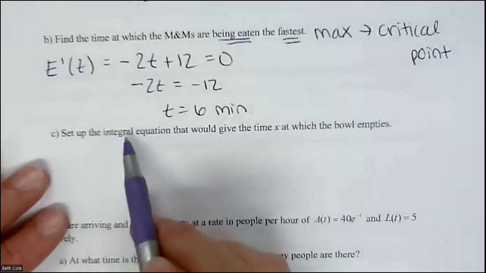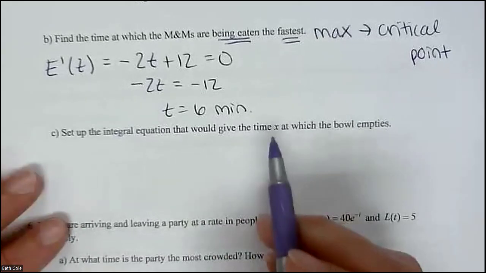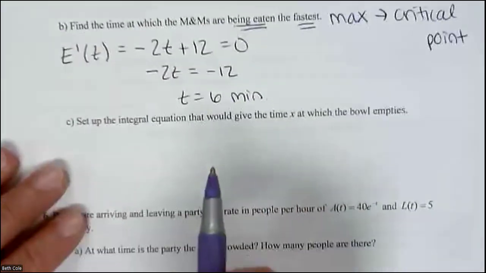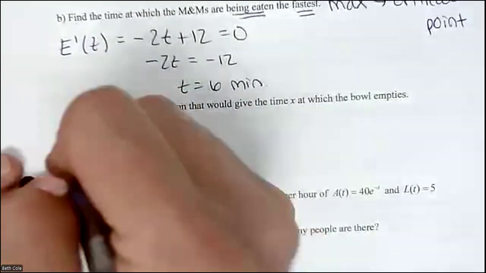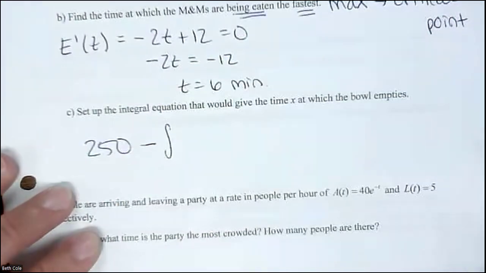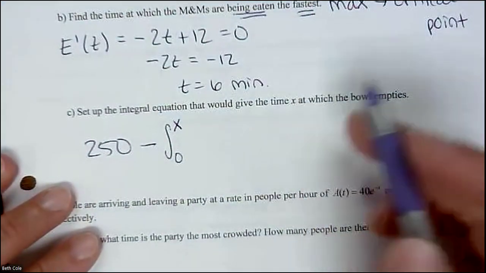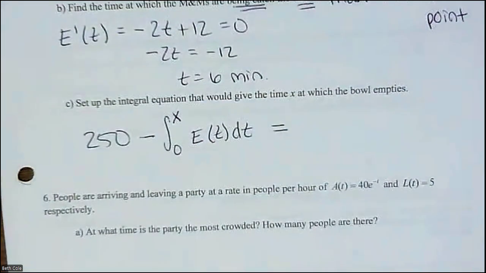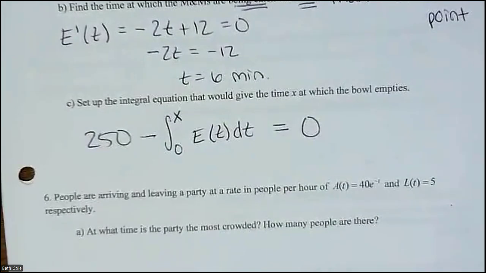Okay. Set up, but don't evaluate, the time at which the bowl would be empty. It's going to be really similar to what we did in the first one. How many M&Ms did we start with? All right. So 250 minus, because we're eating M&Ms. Just instead of integral 0 to 3, we're going to make it 0 to x because we don't know the time when the bowl is empty. That's E of t dt. And what would you set that whole thing equal to if you want the bowl to be empty? 0. You don't have to work it out. They just said set it up. Set up, but do not evaluate is like my favorite set of instructions.